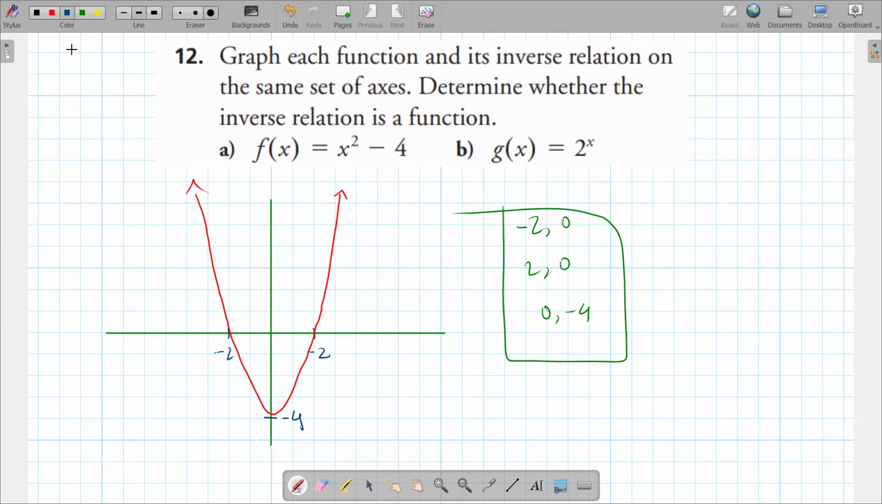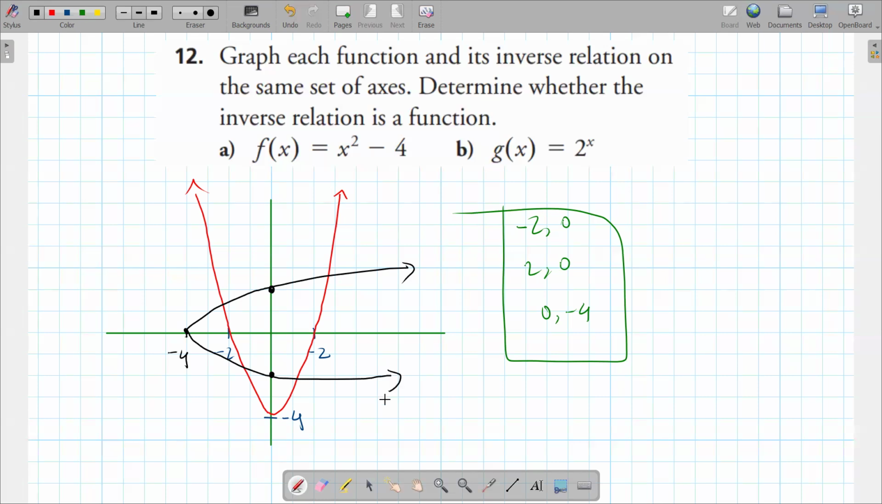Do we know any points on the inverse? 0, -2, 0, 2. Yes, 0, 2. So let me use a different color. 0, 2 up here. 0, -2 down here. Sorry, -4, 0. And then you connect the dots. And that's the inverse function.